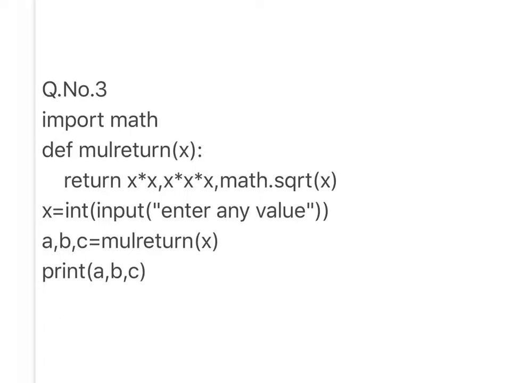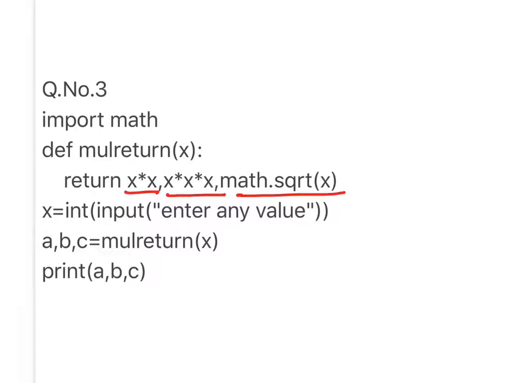It's a very simple example. First, we are using the return statement to return more than one value or functionality. As you can see here, return x cross x, we are returning a square. Return x cross x cross x, we are returning the cube of the value. And here math.sqrt, we are returning the square root of the particular value.